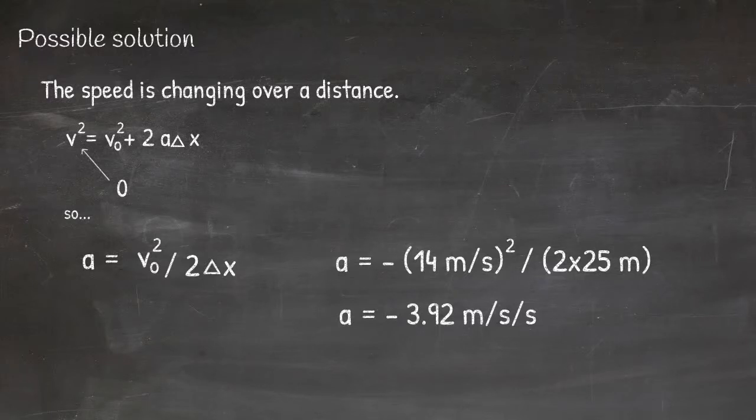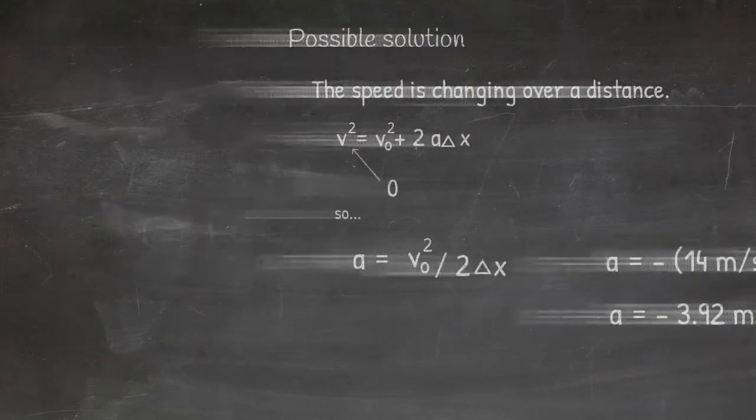Now, this negative sign just means that the car is slowing down. We already know the direction of the acceleration from the pictures that we talked about when the car is slowing down. So in later steps, I'm just going to drop that minus sign because I'm just looking for the size of the forces, not necessarily their direction.